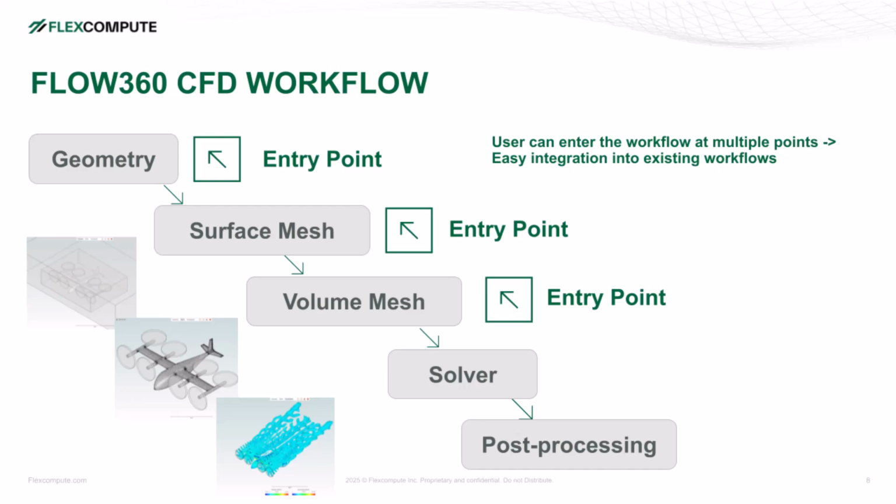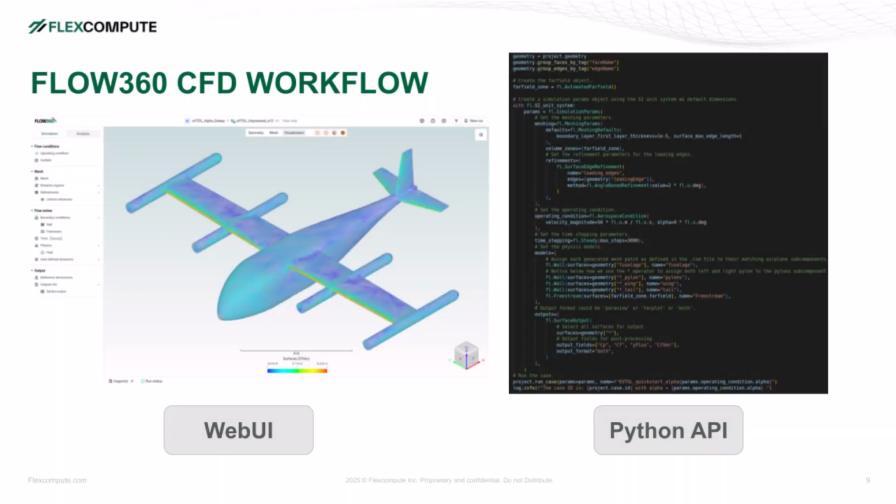We offer a typical workflow from geometry import all the way to post-processing and visualization. There are multiple entry points available throughout the workflow, allowing you to start from a geometry, surface mesh, or volume mesh. We offer 2 methods to interface with the solver: a web UI, which provides a more interactive setup with immediate visual feedback, and a Python API, which allows you to automate through scripting and reuse for multiple cases.